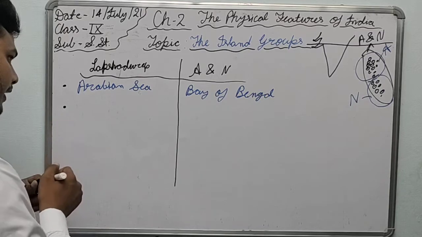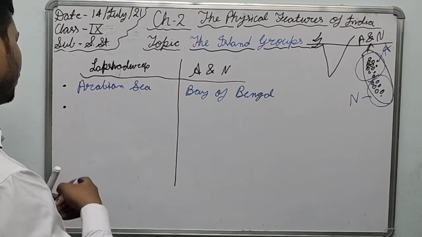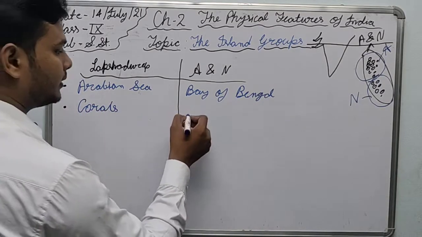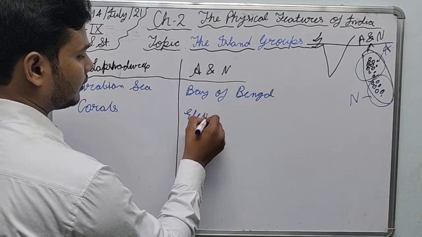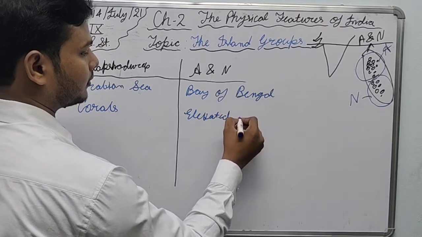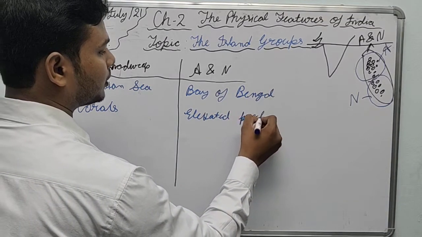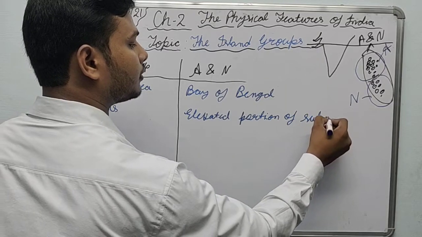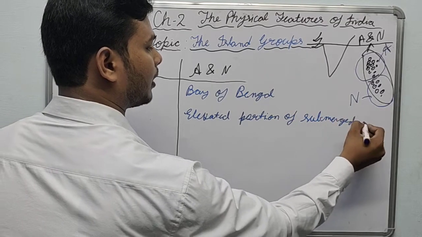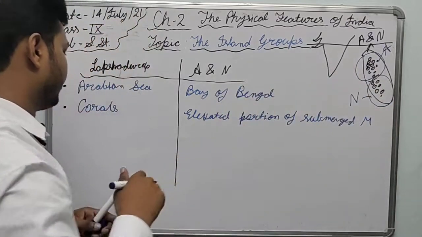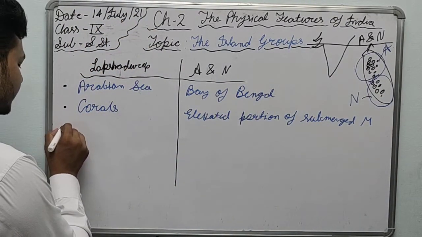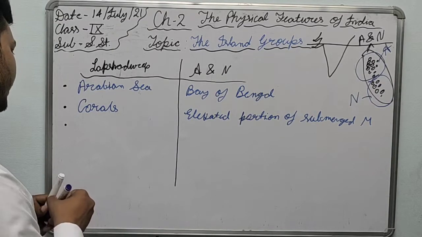location is clear. Now the second thing, it is made by corals, and these are the elevated portion of submerged mountains. Mountains I have written now. Okay. Third one, that both the islands have a great diversity of flora and fauna.